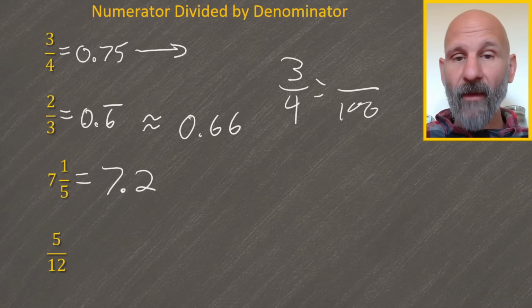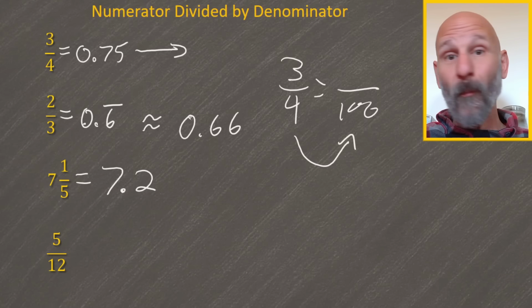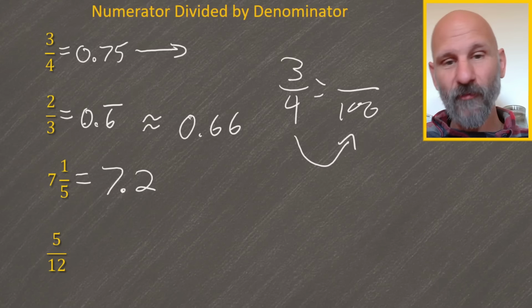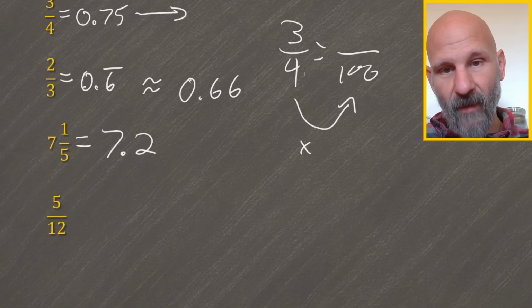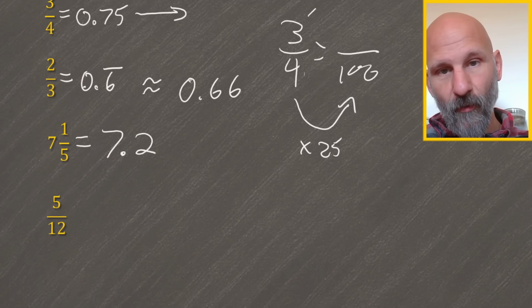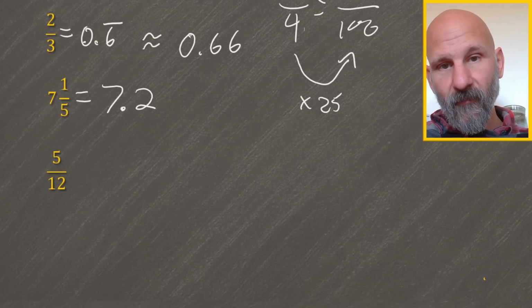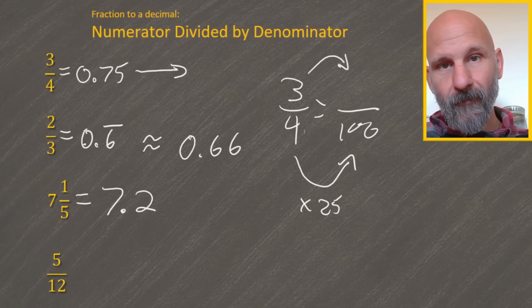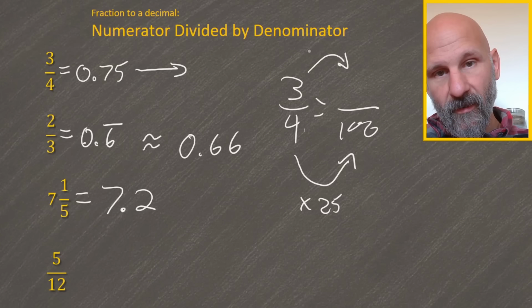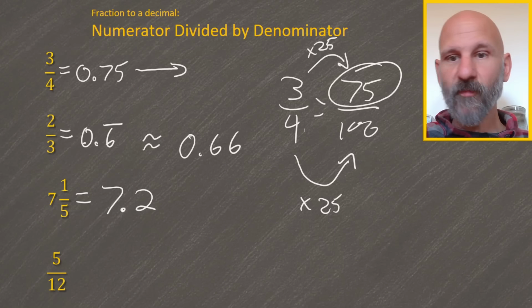So another way of doing this is doing 4 times what makes 100, or what makes $1, 4 quarters, right? So we're thinking money again. And so that's going to be times 25. And so we do the same thing to our numerator here, the 3. 3 times 25, 3 quarters, that's 75 cents. So there's your decimal portion there.